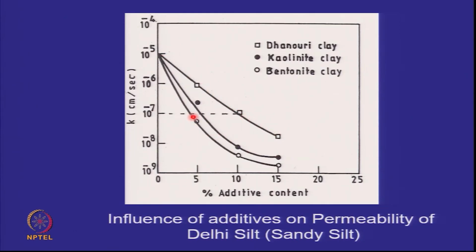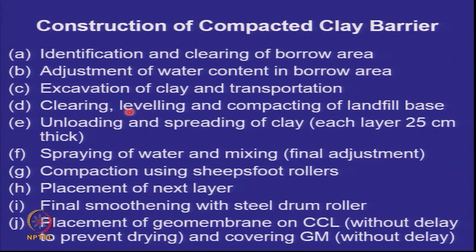So if you are going to add bentonite, 5% is sufficient for the purpose of getting low permeability, but it must be mixed very well, and you will need higher percentages of the other material depending on its plasticity. So in this way, I can find out the additive content. Then I have to construct the clay barrier. We've done the lab studies.